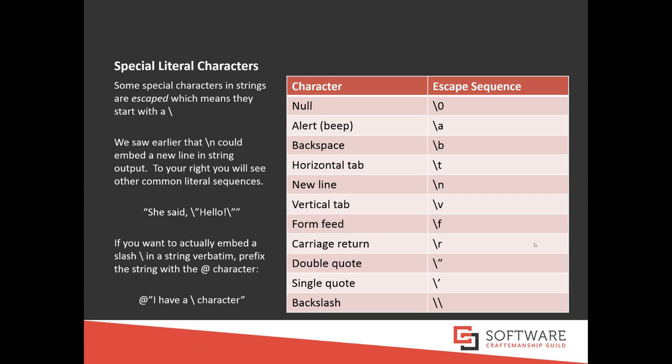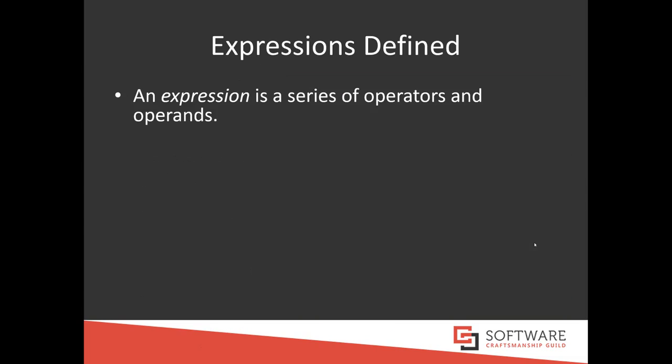There's also a special character, the @ symbol, that you can put before any string. And if you put that before a string, the slashes will automatically be escaped. So that can save you a little bit of time and effort. We usually use that @ symbol when we're working with paths in the file system, because it looks a little weird to have C:\\. Now let's talk about expressions.